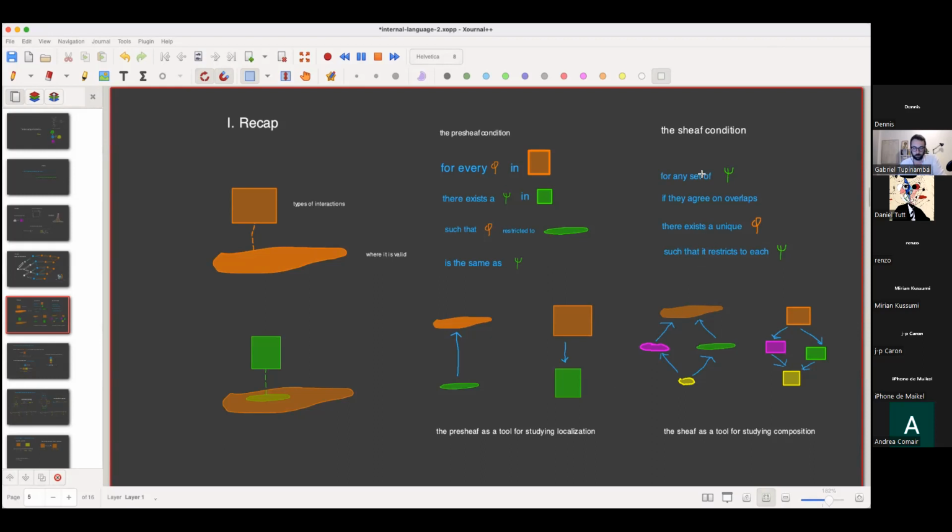And then the difference between a pre-sheaf and a sheaf can be summarized as: whenever you have a set of interactions, if they agree on a certain space, then there exists some unique interaction phi such that its manifestation at that restricted space is the same as your original set of green interactions.